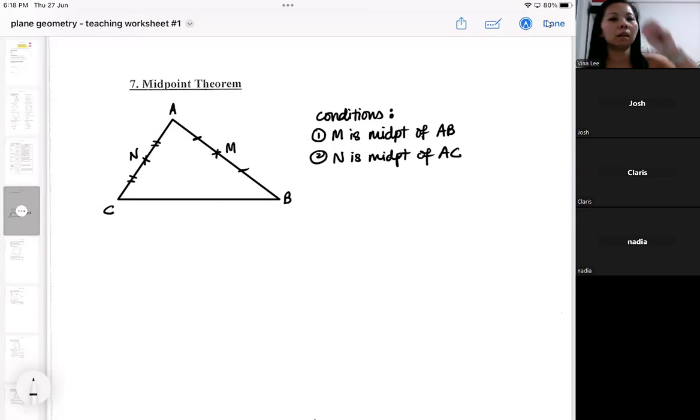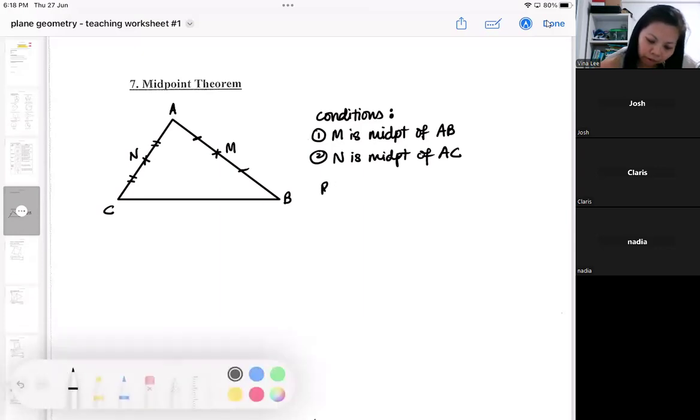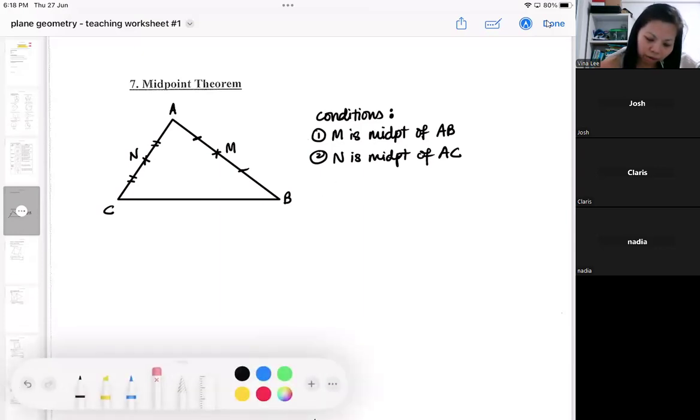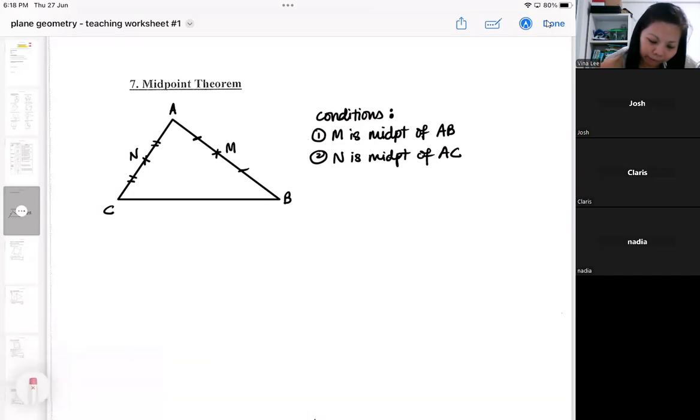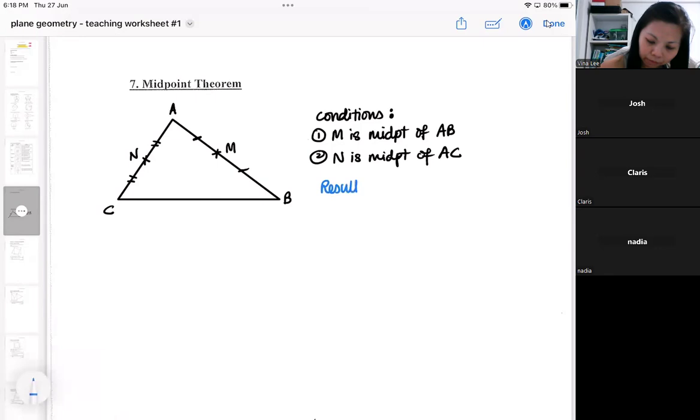So the idea here is if I got these two conditions, then I will have two results. Result number one will be MN is actually parallel to BC.